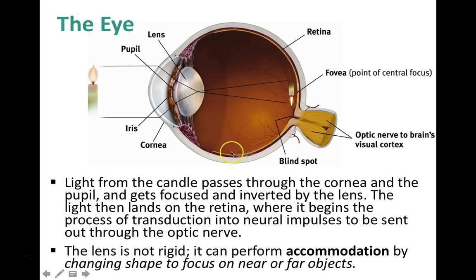Okay, the lens is not rigid. This is something that'll be important when we talk about depth perception. The lens can perform what's called accommodation. It'll change shape to allow you to focus on something that's farther away versus nearer to you. Okay, more on that in a little while, probably in the next narration.